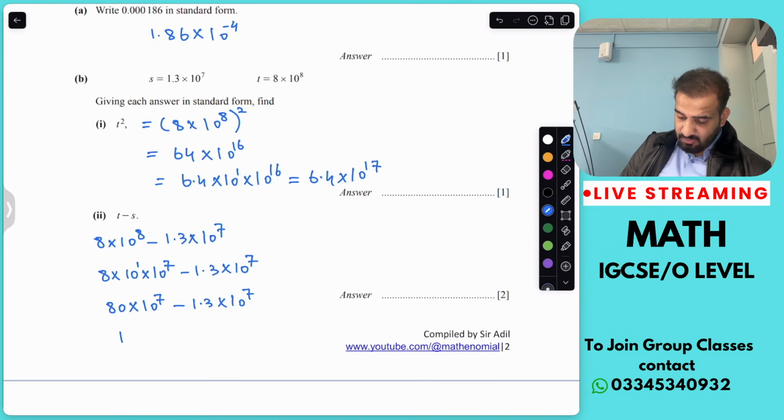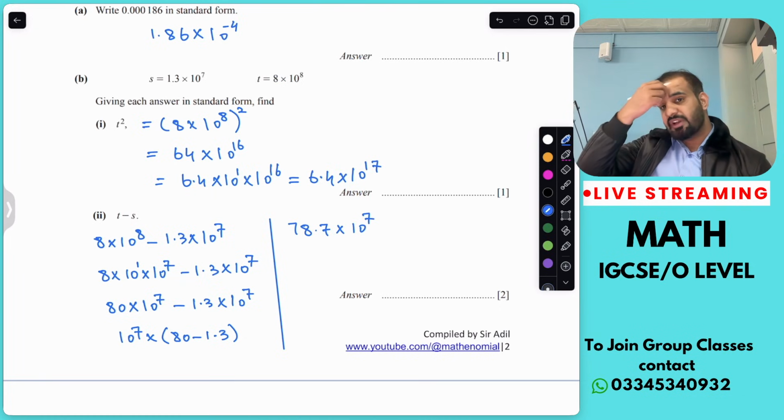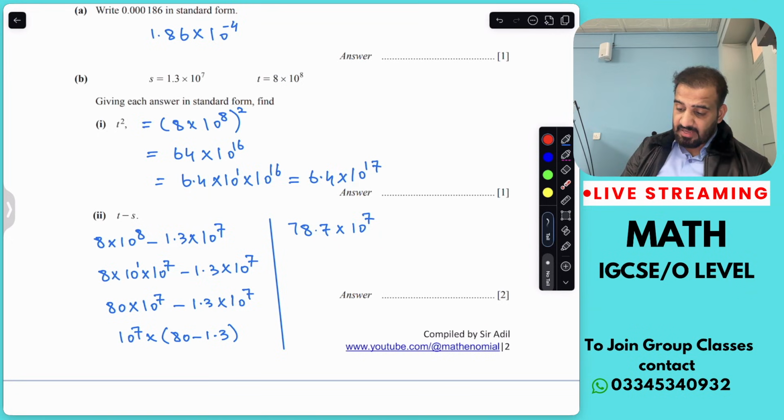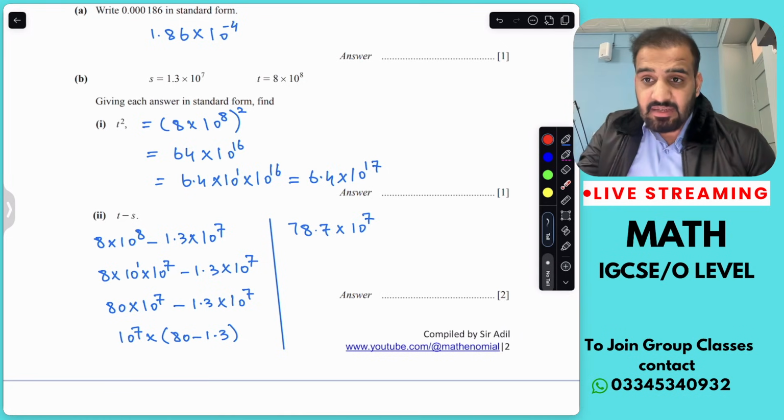Now take 10 raised to power 7 common. So 80 minus 1.3. So what is 80 minus 1.3? 78.7 cross 10 raised to power 7. Now it is not in standard form because in standard form, this number has to be less than 10. Okay, so this number is not less than 10. What will we do? We will make it less than 10.